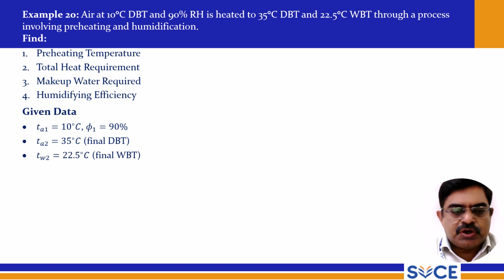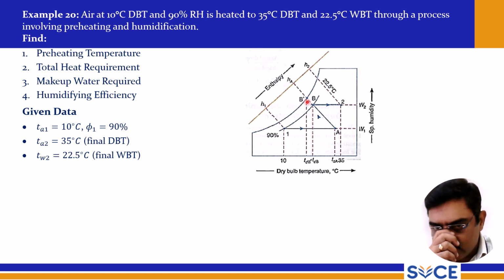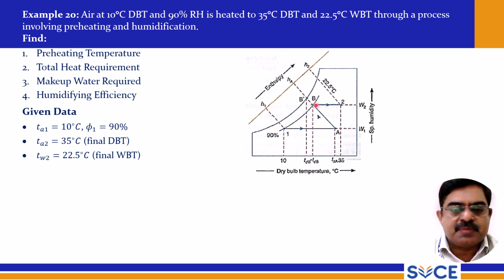TW2 is equal to 22.5 degrees Celsius, so that is the final WBT. Here, from point 1 up to point B is happening, and then it is a constant specific humidity process from B to 2. When we draw from point B through H, that becomes HA. The air entering is H1 and the air leaving is at H2. In between we have state B, so we have to find the parameters at B also.